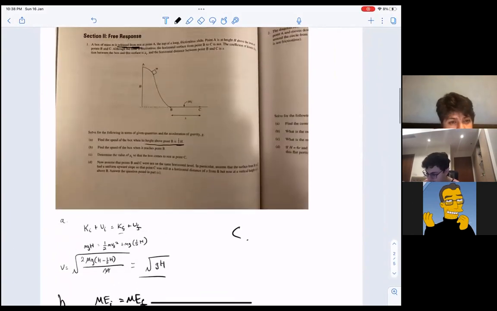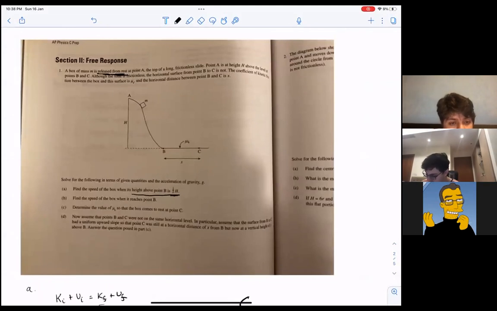Now part C. Now this one can be a bit harder, so just let me know. The box comes to rest at point C. Since I'm trying to find the coefficient of kinetic friction, I would say you cannot use... wait, you could potentially use conservation of energy, isn't it?